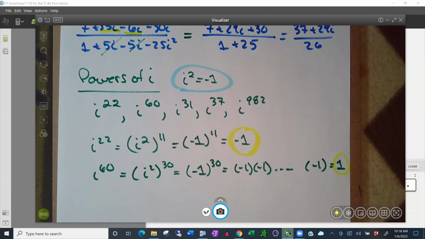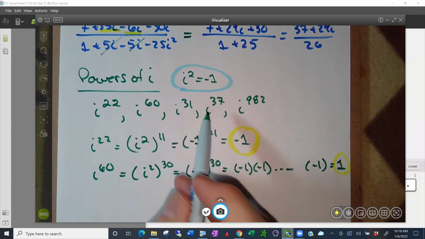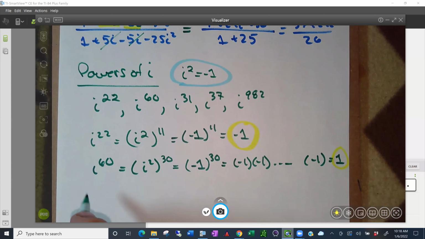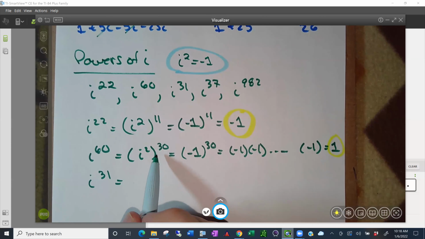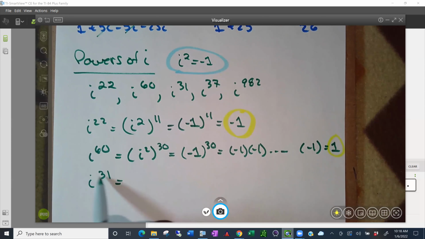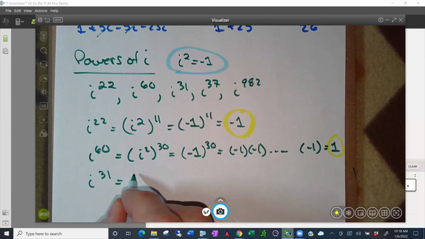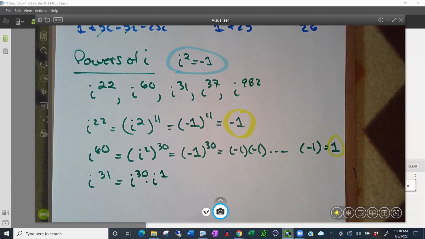Now, those first 2 cases are the easier cases, the nice cases. Not that the next 2 are that hard. It's just that we're running into a problem with i to the 31st power. And that problem is that 2 doesn't go into this very evenly, does it? So here's my solution. I'm going to split off one of these i's. This is i to the 30th power times i to the 1st power. And we're just going to more or less ignore that i there and work with the even power.